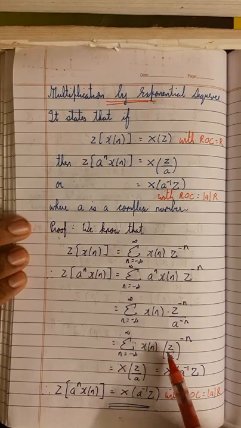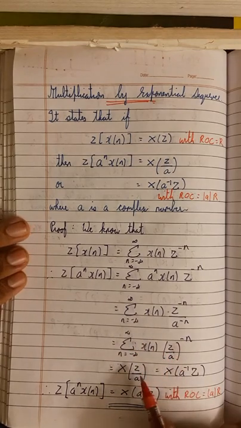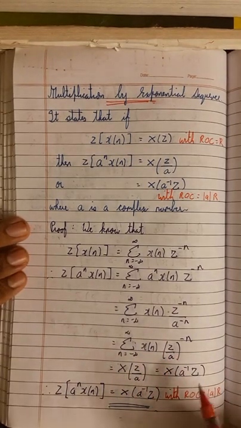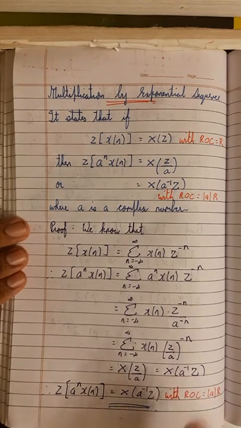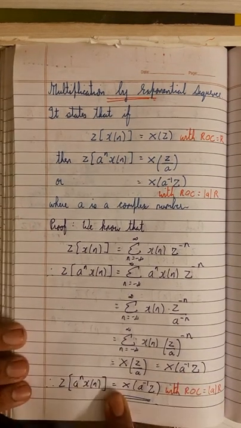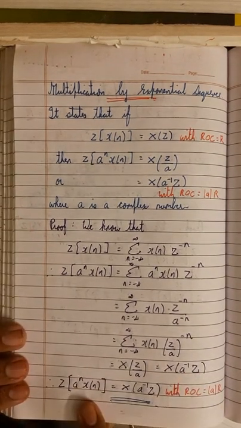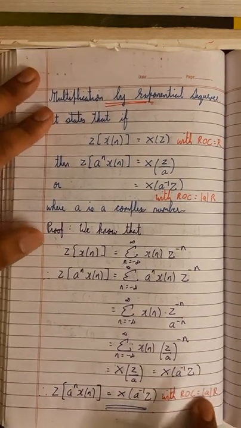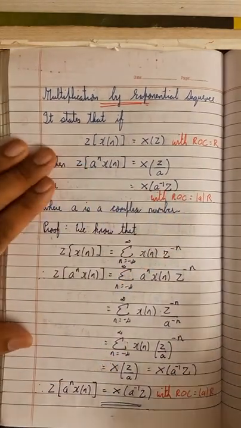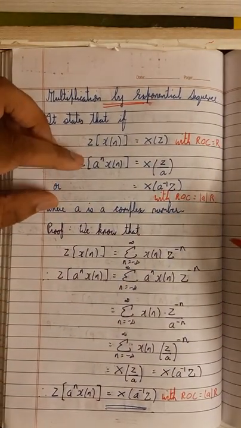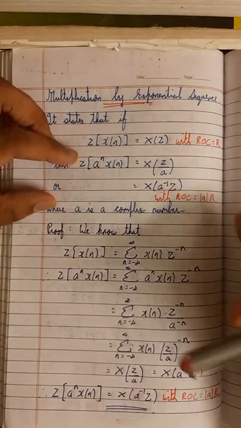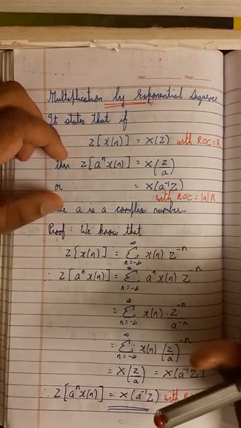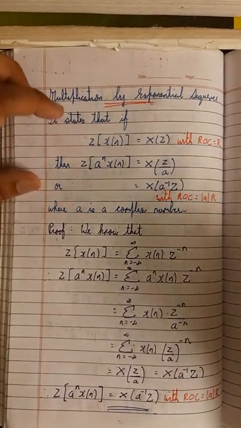That means this is nothing but a function of z by a, or a function of a inverse z. So this is how we got the proof. That is, the z transform of a raised to n x of n is equal to X of a inverse z. And your ROC is nothing but, just simply multiply the mod, remove any minus sign, and multiply that with your R. That is your ROC. It's very easy.